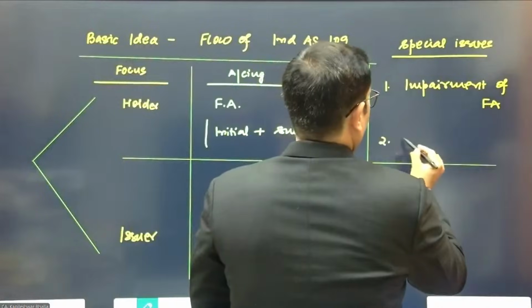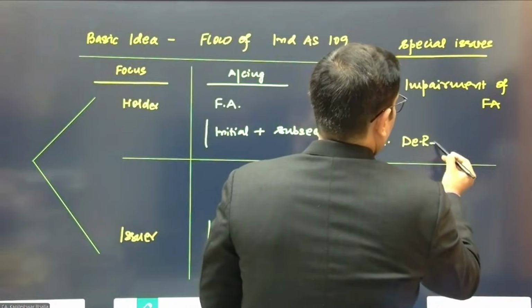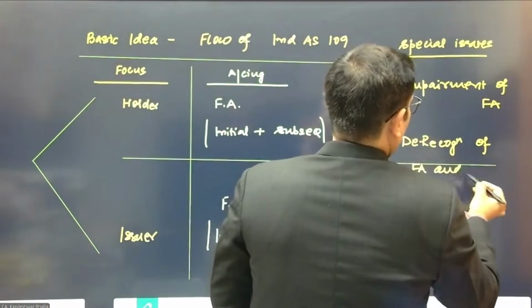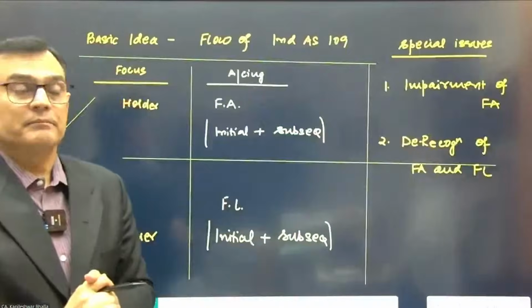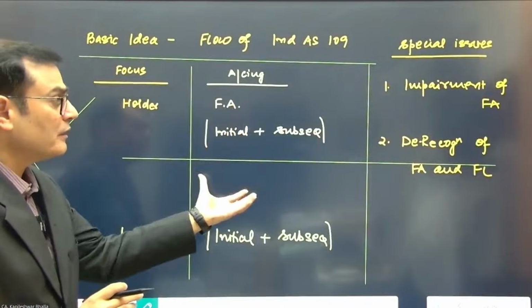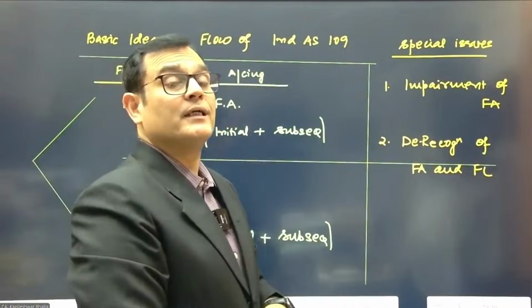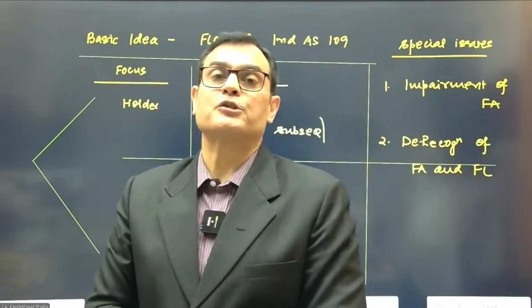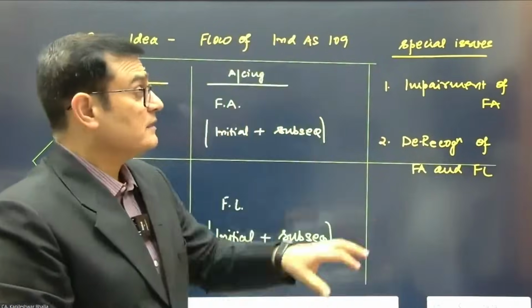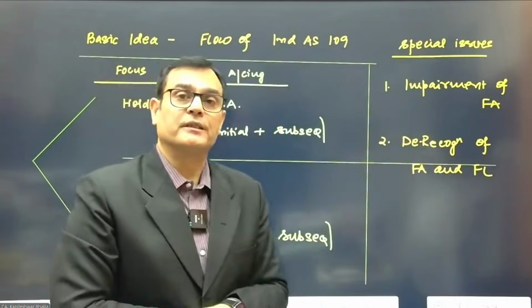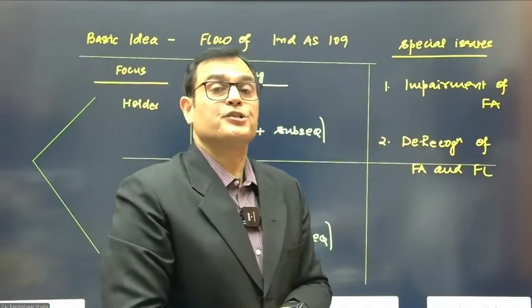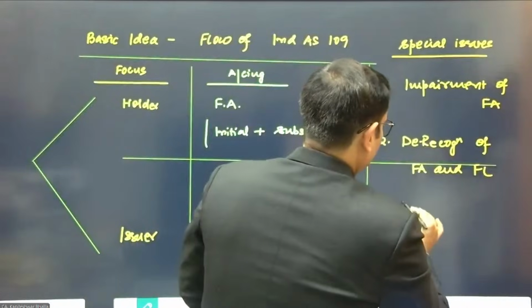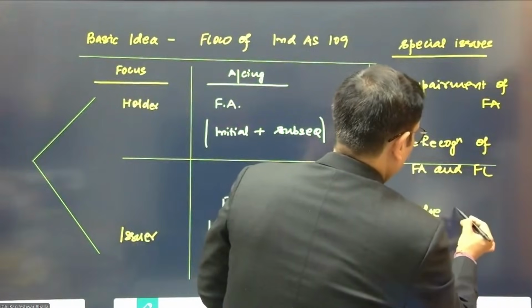The second is derecognition. The second is the derecognition of financial assets and financial liabilities. Because this is like recognizing the financial assets and liability, we need to understand when does a derecognition take place? Derecognition means removal of the financial assets and removal of the financial liability from the books of accounts. So we will see what are the principles and the entries which are done when the financial asset and liability is derecognized, removed from the books of accounts. That's another special agenda. The third one is a very interesting issue, and that is called hedge accounting.